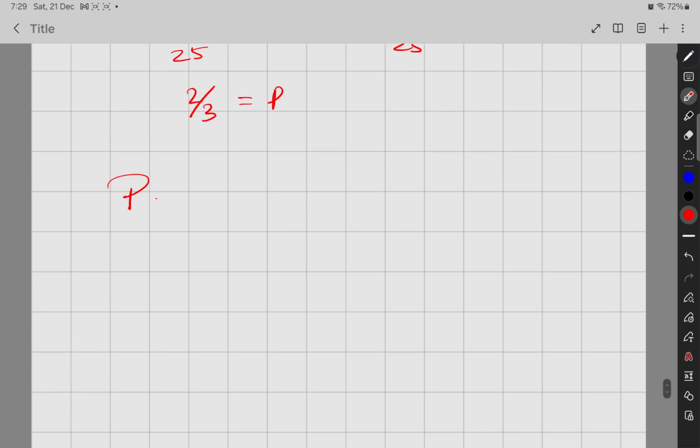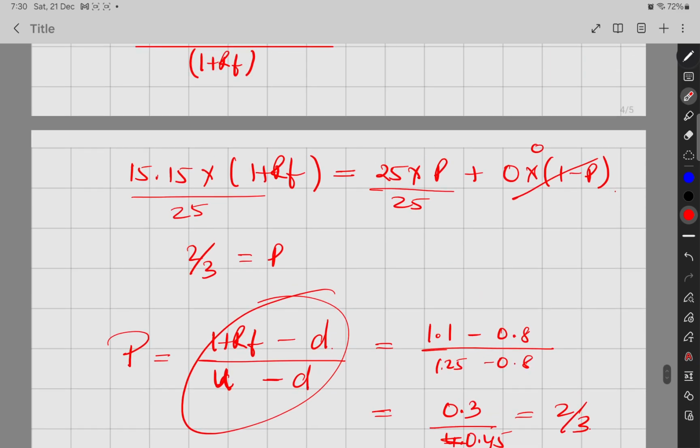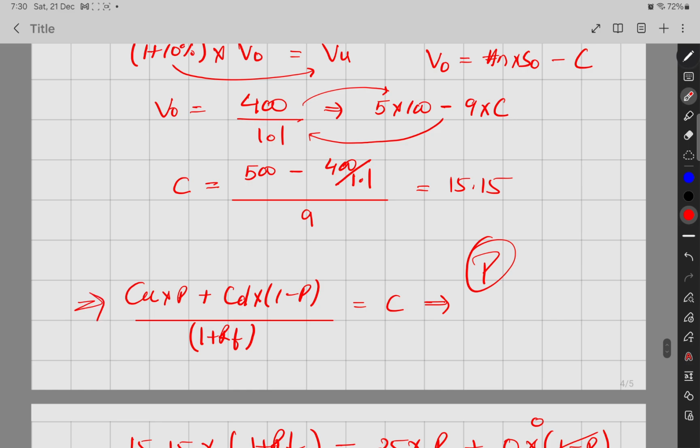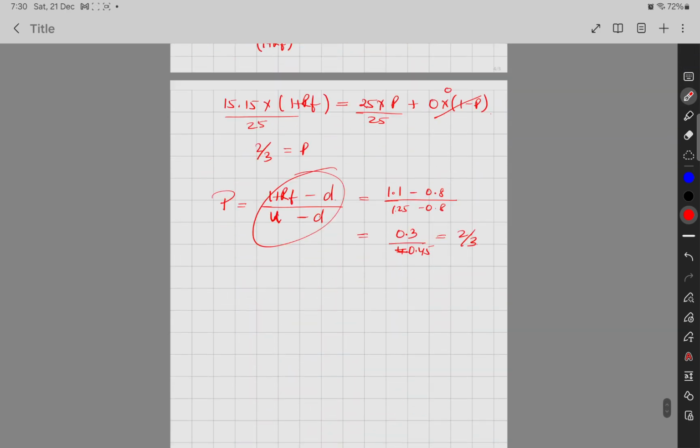And this could also be determined as follows: 1 plus RF minus D, divided by U minus D, if I'm not wrong. If you put the right values over here, 1.1 minus 0.8, no, 1.25 minus 0.8, this is 0.3 over 0.45, that's again 2/3. So you can also get these values from this formula, but I prefer the bottom up approach, that is just getting things done from the bottom up. So this is just a video deriving the whole idea of binomial.